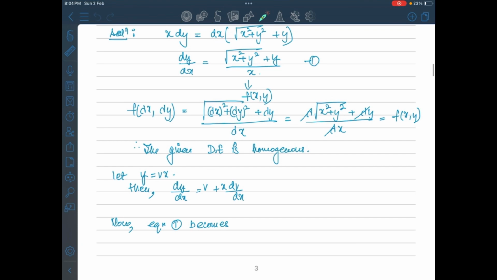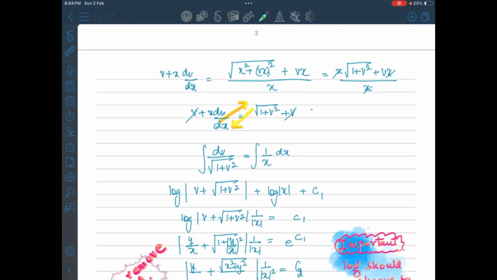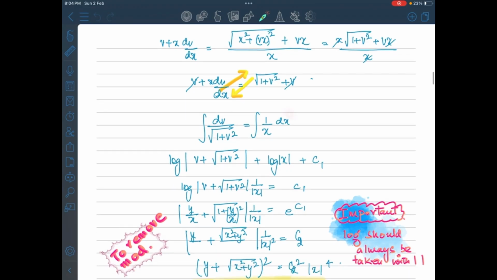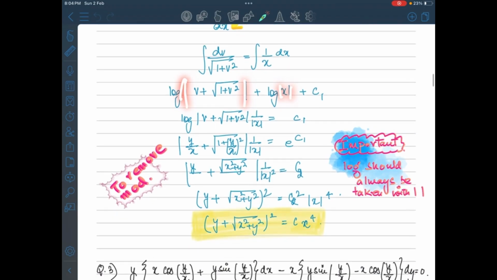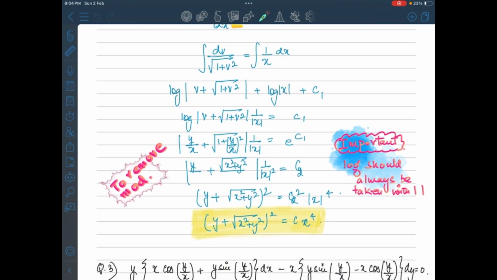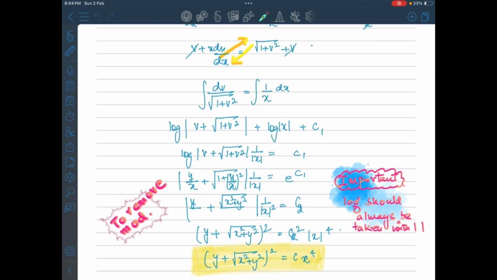Now I will take y equal to vx. Same process goes on, you can see. After that, you will be ending up with everything on one side in terms of v and the other side in terms of x. So you can see that I keep on taking mod. After doing that, I just got this to this side. Okay, it was supposed to be log mod and I took it to the other side.